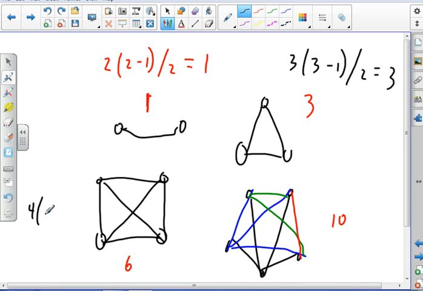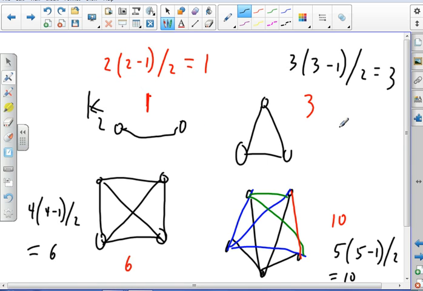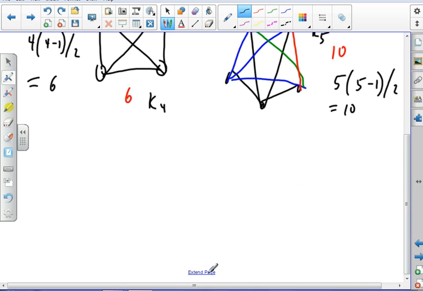4 times (4 minus 1) divided by 2 is 6, so I have 6 edges. 5 times (5 minus 1) divided by 2 is equal to 10, so I have 10 edges. So this is K2, K3, K4, K5.